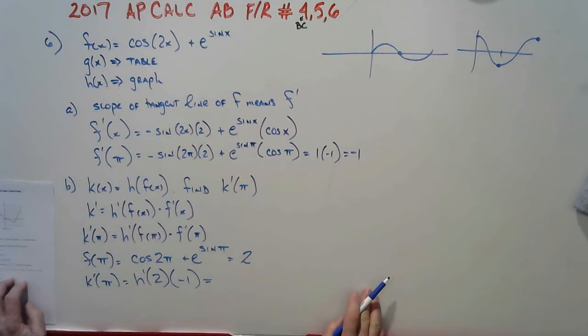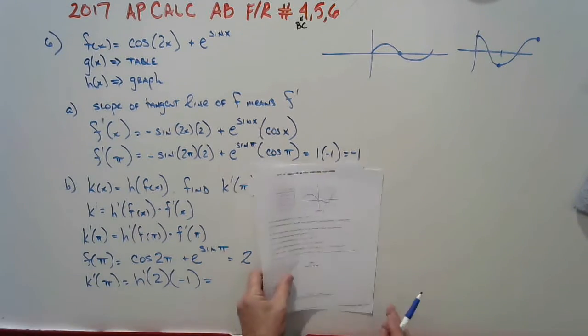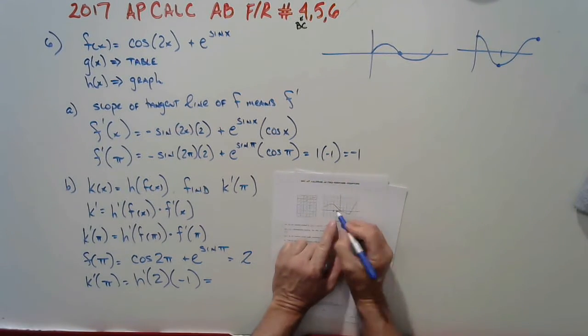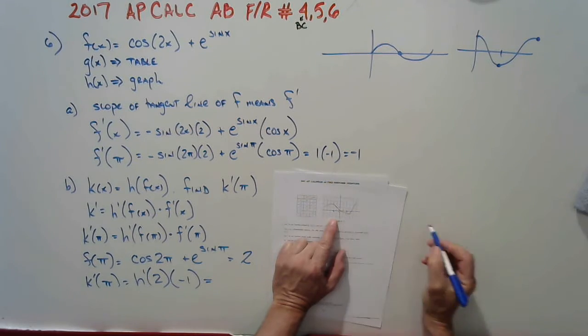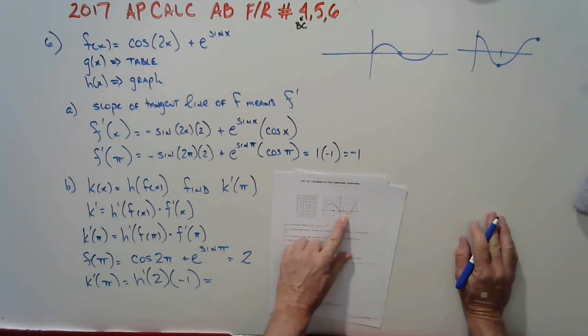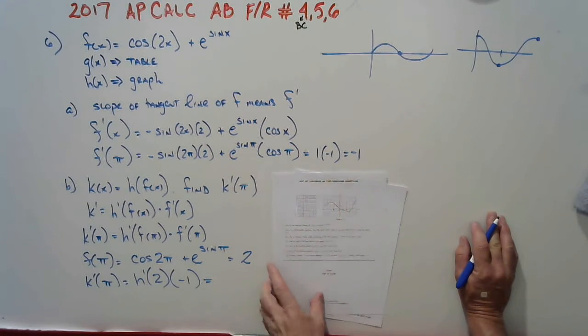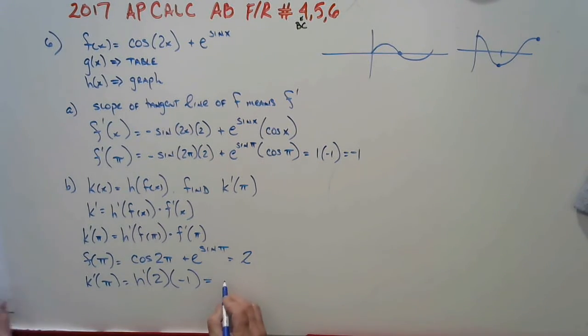So now where am I going to go to find h prime of 2? I'm going to look on my graph, right? On my graph, right here. H prime of 2, 2 is right there. Oh, that's -2. 2 is there. So h prime is the slope of that. Change in y over change in x is 3, right? Change in y is 1. Change in x is 3, and it's negative. So h prime of 2 is going to be -1/3 times -1 then, and that gets us +1/3 for k prime of pi.